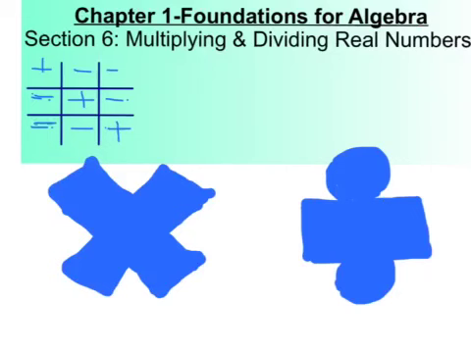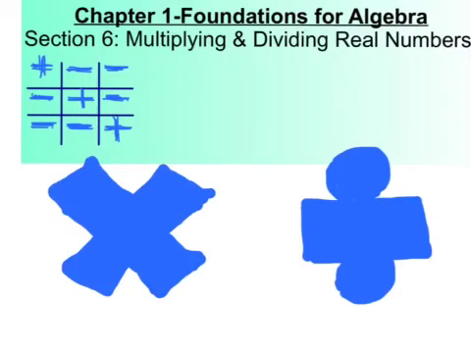Now what this is going to mean is that a negative times a negative is a positive. A negative times a positive is a negative. A positive times a negative is a negative. And a positive times a positive is a positive. So underneath your multiplication symbol, you should have written this table. And then we're going to do an example of each.